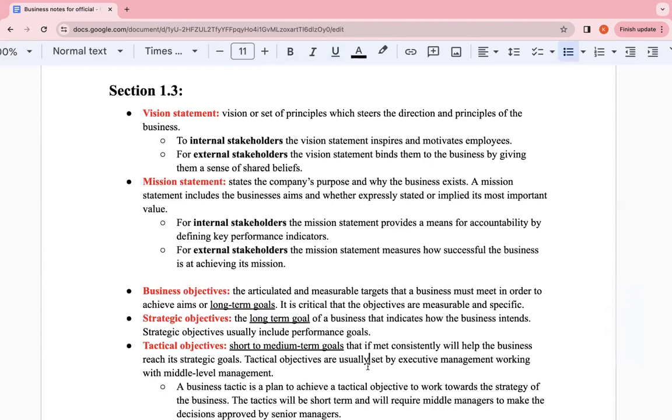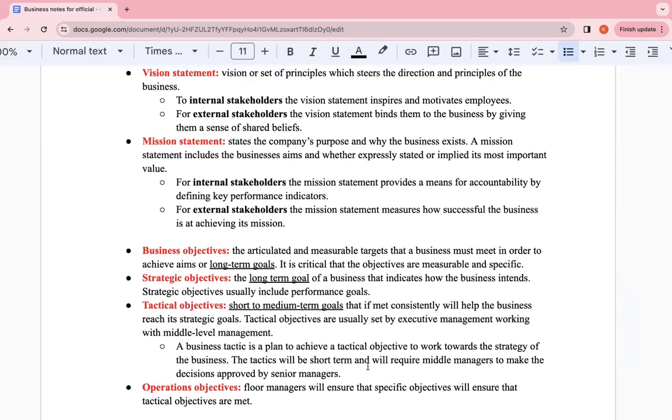And basically those, executing the goals, because it can either be upper management, lower management, that kind of stuff. And then you can talk about how a business tactic is a plan to achieve a tactical objective, to work towards the strategy of the business. Tactics will be short term and will require middle managers to make the decisions approved by senior managers. So as we can see, it's like a chain, which we will be talking about in chapter 2.